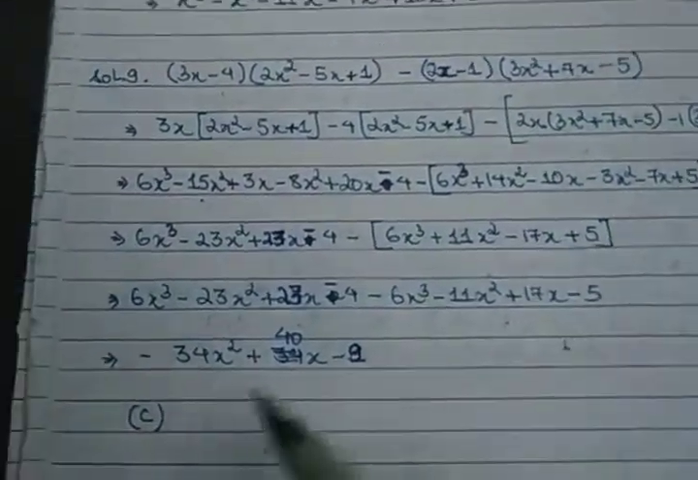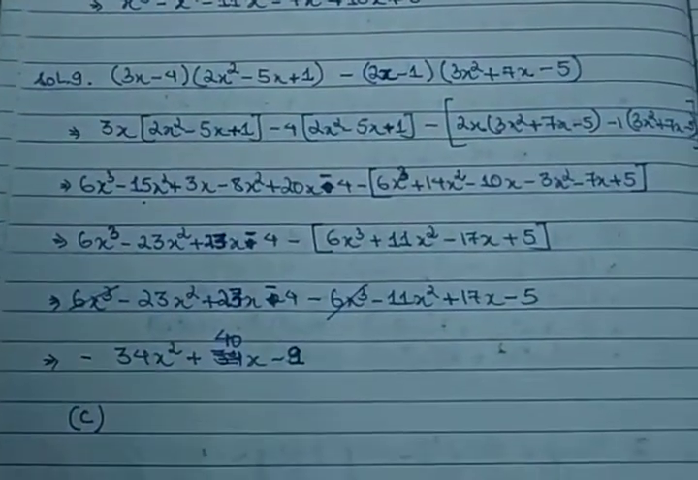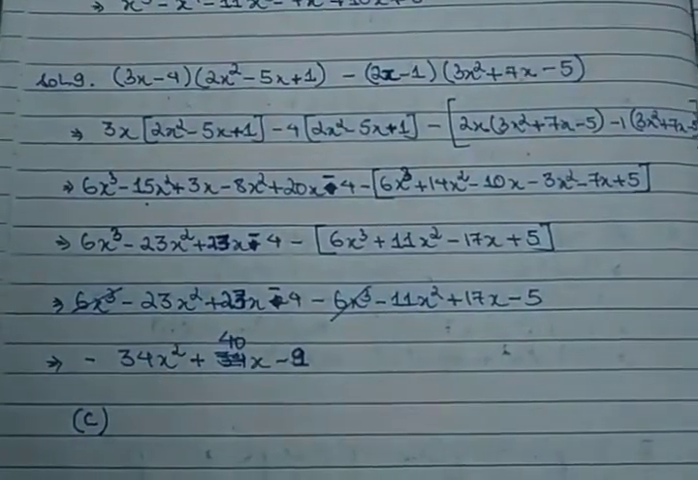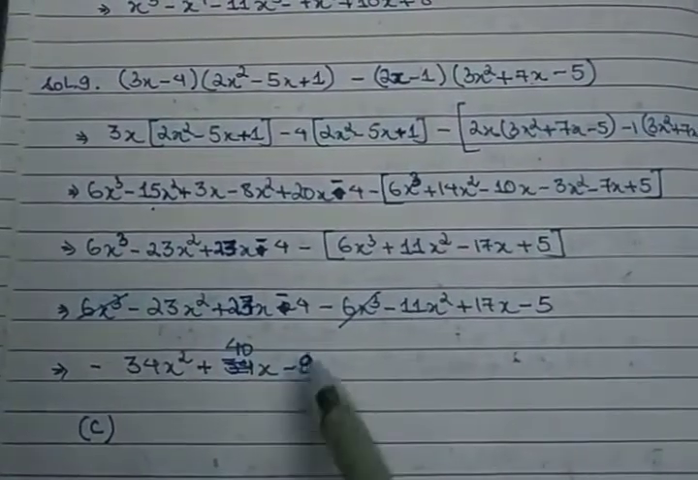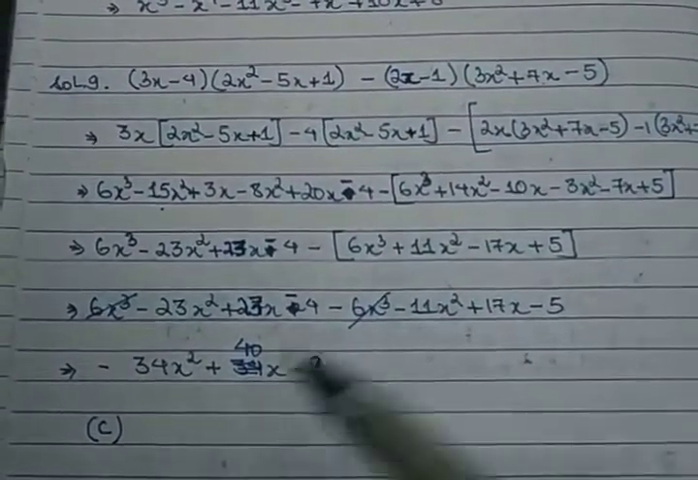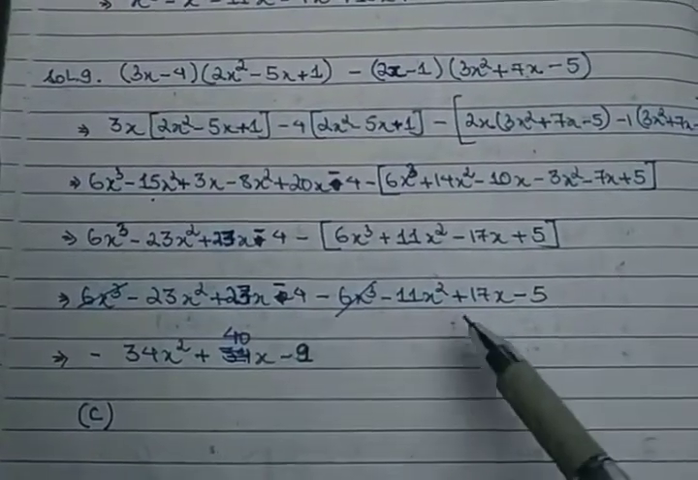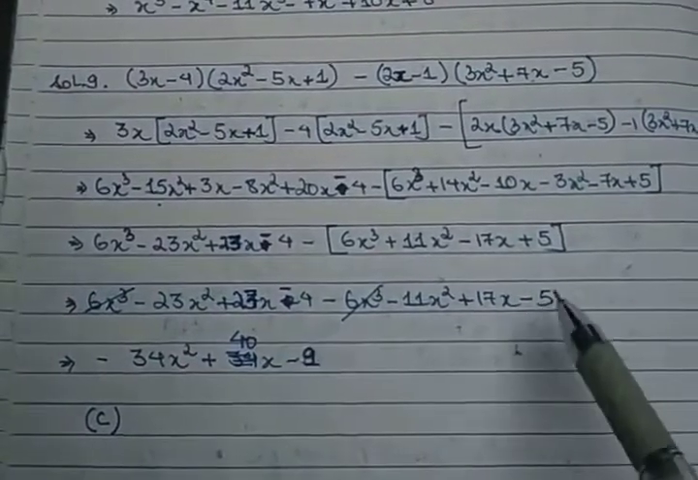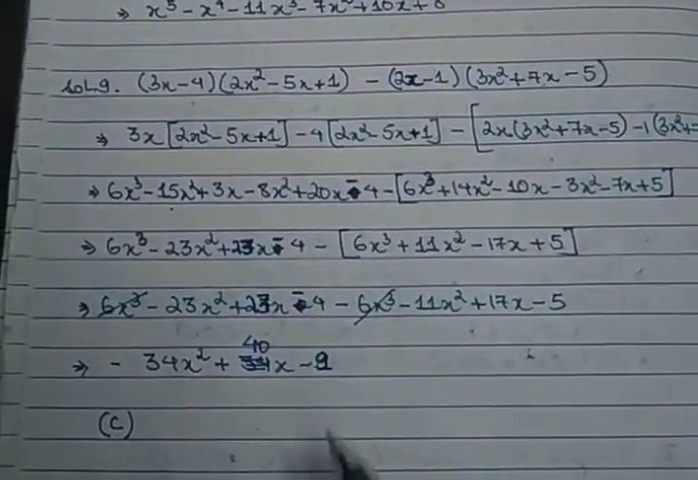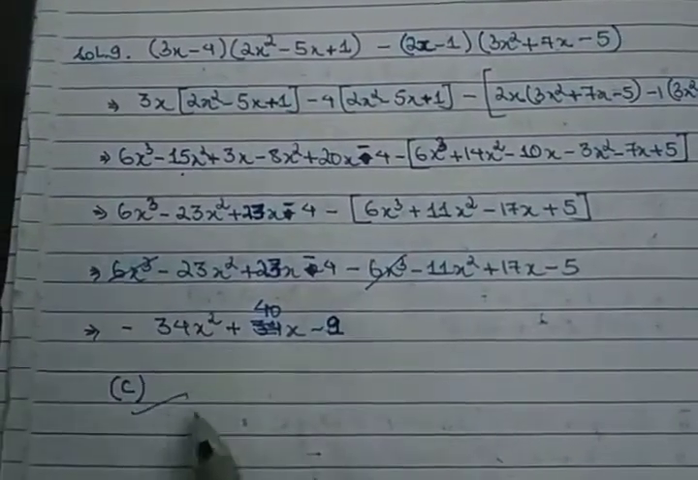And finally, what I have here is these 2 terms, which are the same terms with opposite signs, so they can be cancelled directly. Now 23x squared minus 11x squared will give you minus 34x squared. Same signs are added, sign remains the same. And here again the same thing, 23x plus 17x will give you plus 40x. Minus 4 and minus 9 gives minus 5 minus 9. So the correct option for question number 9 is C.